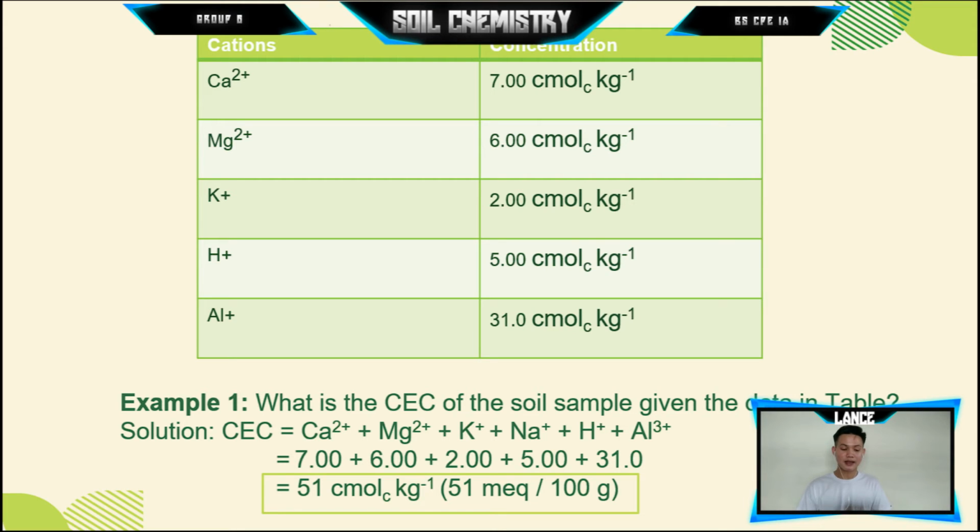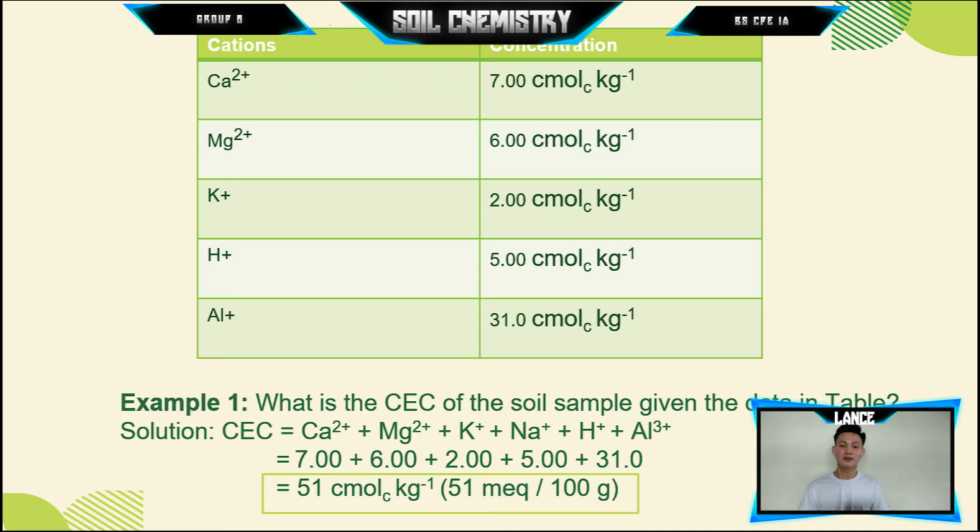So the next step is, di ba, magsasubstitute. For calcium, we are going to use 7.00. For magnesium squared, we are going to use 6.00. For potassium, we are going to use 2.00. And for sodium, as you can see guys, hindi siya part nung data na given dun sa table. So what we are going to do is, we are going to cancel it out because the value would only be 0. Next one is hydrogen with the value of 5.00 and aluminum with the value of 31.00.